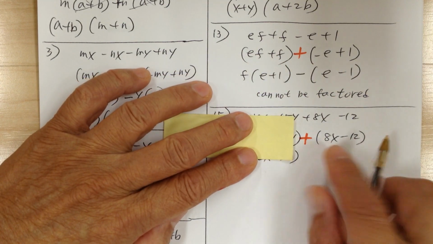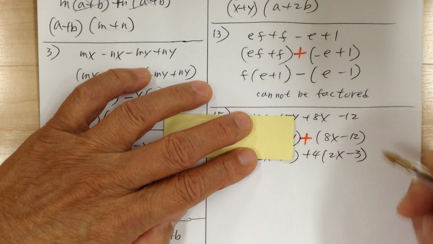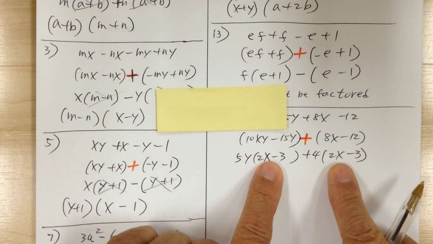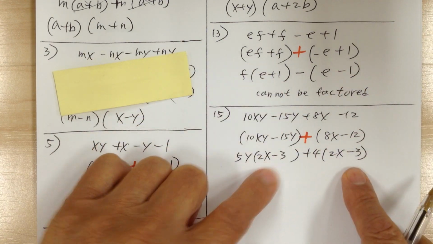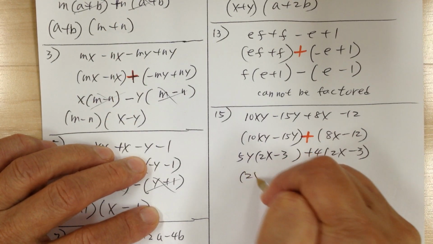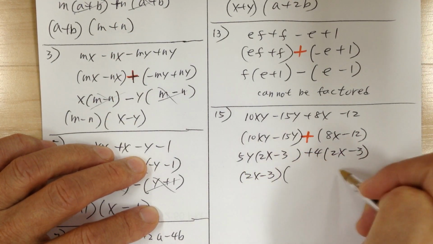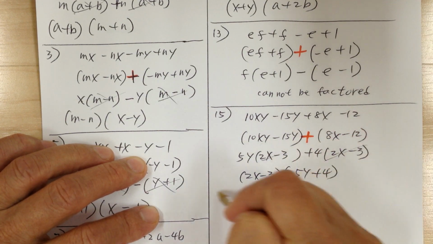Now over here, you can factor out the 4, so it becomes 2x minus 3. Okay, and now they are the same, so that's okay. See, over here they are different, so you cannot factor. Over here they're the same, so you can go and factor it out. So you got 2x minus 3, so the factor out means they're gone, so you got 5y plus 4.